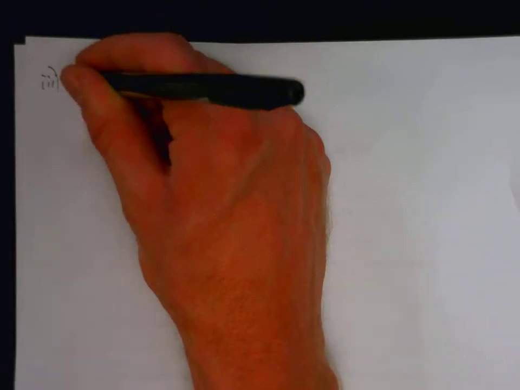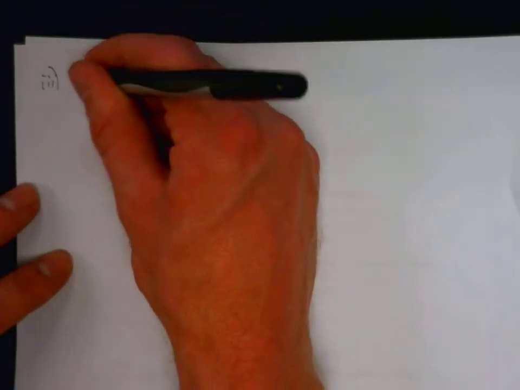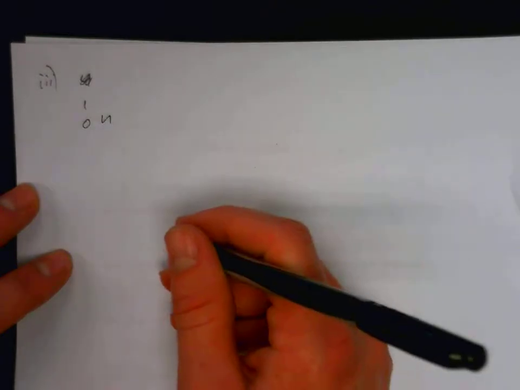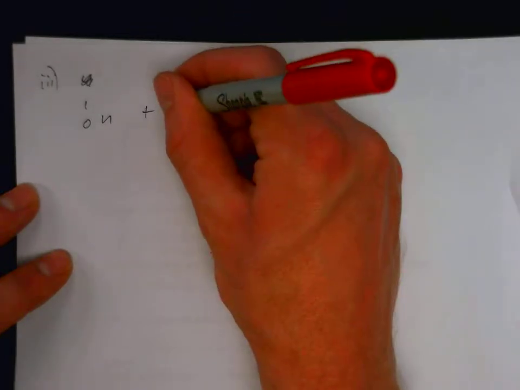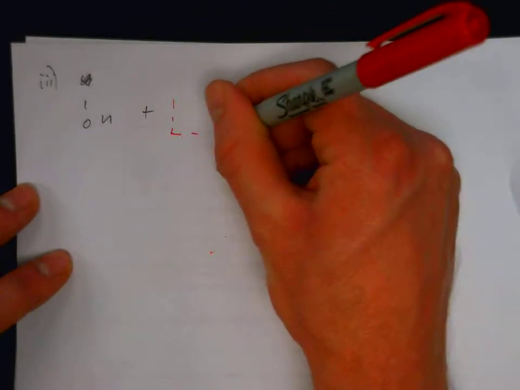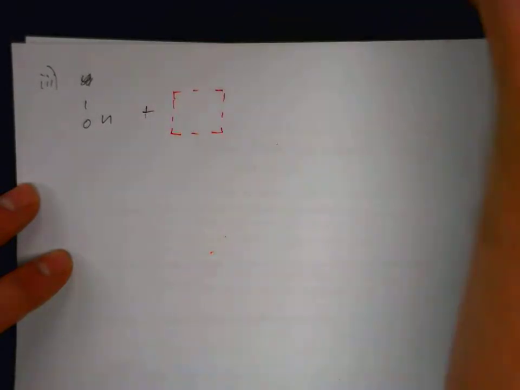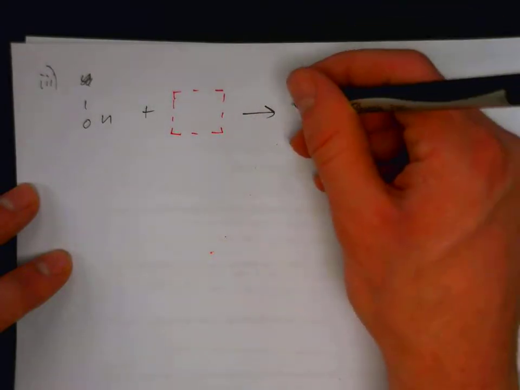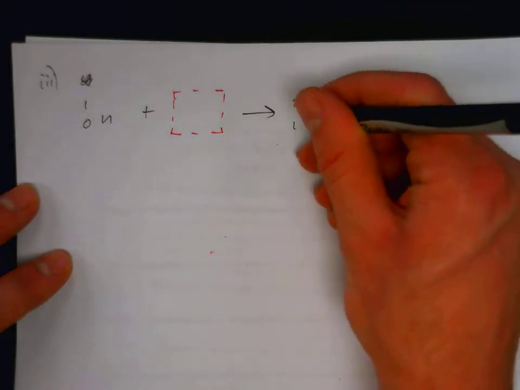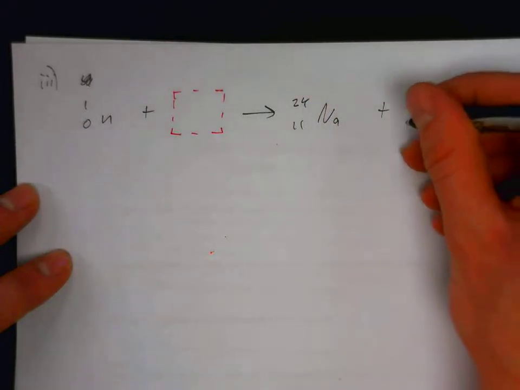Let's do this one instead. So we have 1 over 0 n plus the unknown makes 24 over 11 Na plus 4 over 2 He.